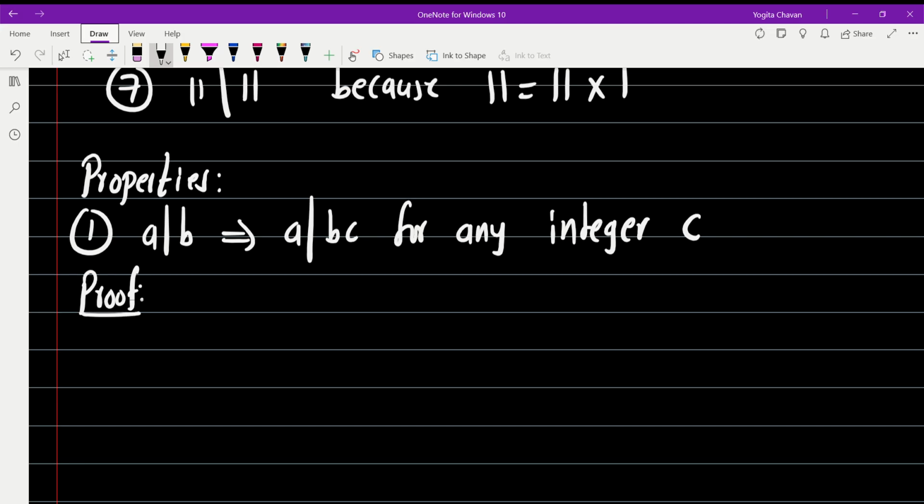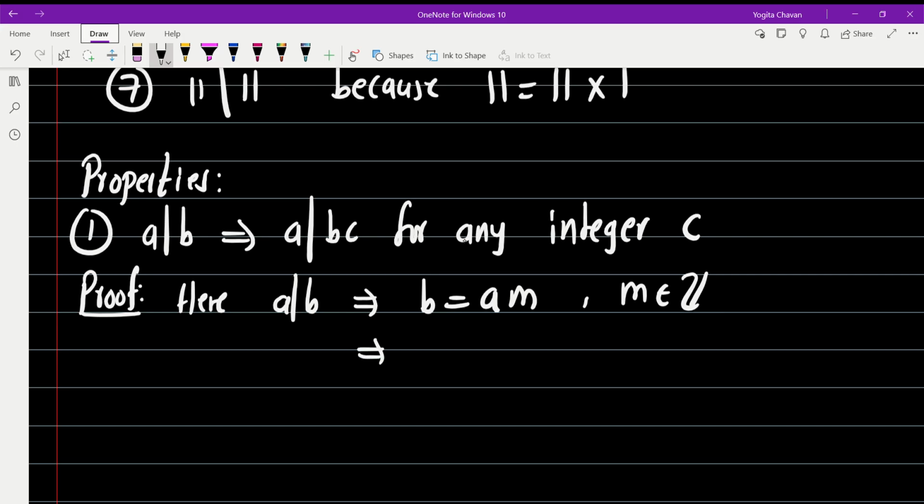It is given that a divides b, and we have to prove a divides b into c for any integer c. So here, a divides b. This implies b is equal to a into some integer, say c. But we cannot take c because c is already involved in this statement. So b is equal to a into, say, some integer m, where m belongs to Z. m is an integer. Z denotes the set of integers. Now this implies, now multiply both sides by c. So b into c is equal to a into m into c.